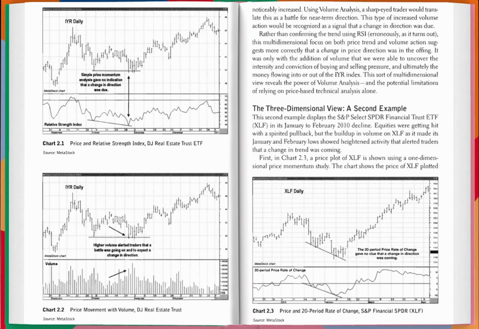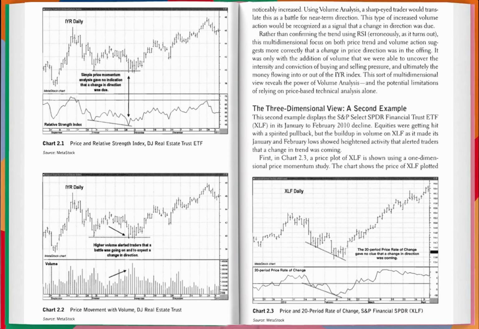Contrast Chart 2.3 of XLF with a chart with its volume plotted below price, as shown in Chart 2.4. This added frame now shows that volume increased as price made its January 2010 low, rallied briefly, and then made its final February low. This volume action displayed a tug of war going on for near-term price direction. As the chart reveals, buyers eventually won the battle as price pushed higher into the spring.